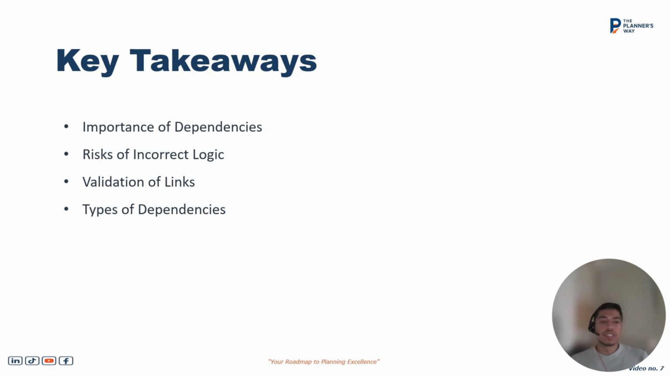At the end, let's summarize what we have looked at in this video. We figured out what dependencies are, what hard dependencies are, what soft dependencies are, and why you need to figure out the dependencies in the first place, and why it is key to maintaining a schedule. And the second is the risk of incorrect logic. If we have made the logic finish to finish instead of start to start, how it impacts the schedule, or vice versa. Validation of the links: why you need to validate the links before maintaining a baseline. Those things we have discussed here, and the different types of dependencies we have covered.